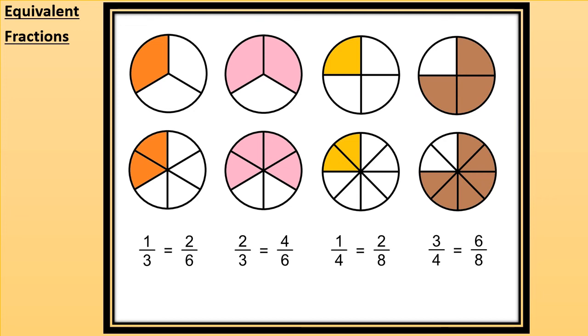Now next, pink. In the upper part, 2 parts out of 3 are shaded, and the lower part, 4 parts out of 6 are shaded. So they are equivalent because they represent the same shaded area. Similarly, in the yellow, upper part represents 1 by 3 and lower part represents 2 by 8. So the same part is shaded, so they are equivalent. And similarly in the brown one, upper part is 3 by 4 and lower part is 6 by 8, and they are equivalent fractions as they both represent the same shaded area.